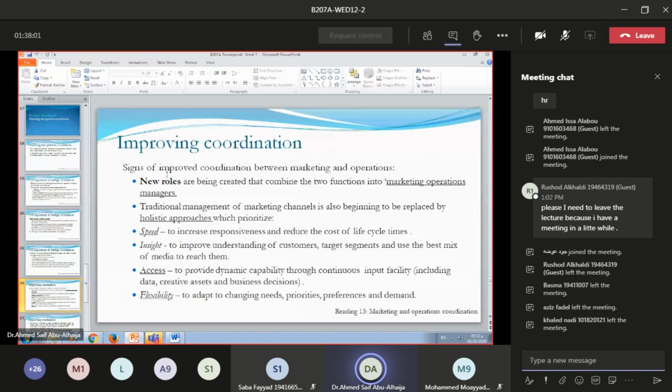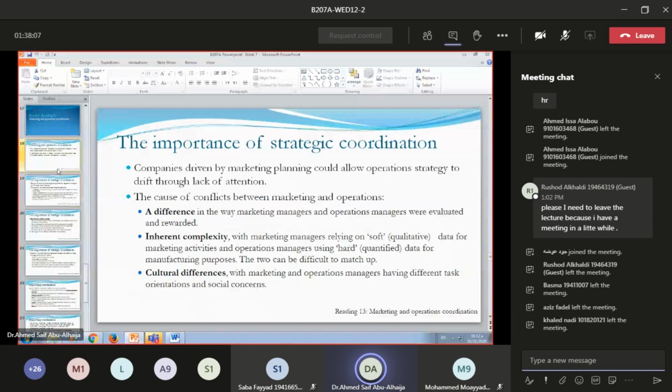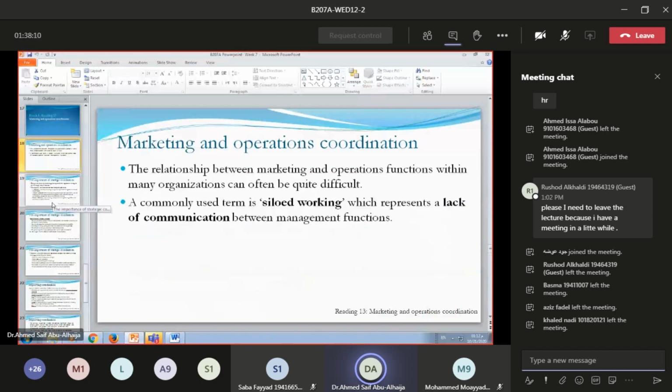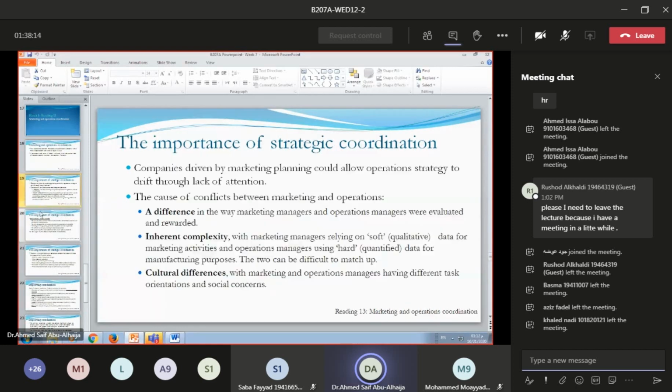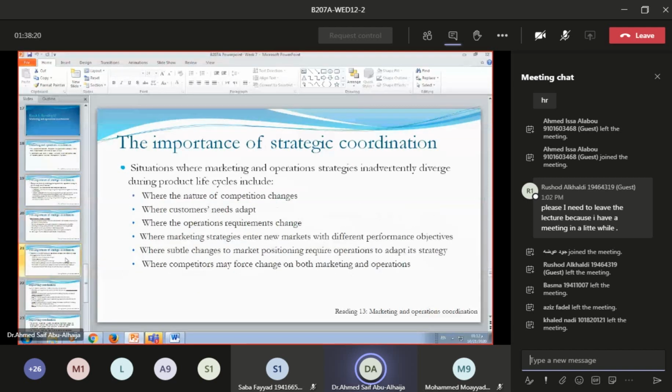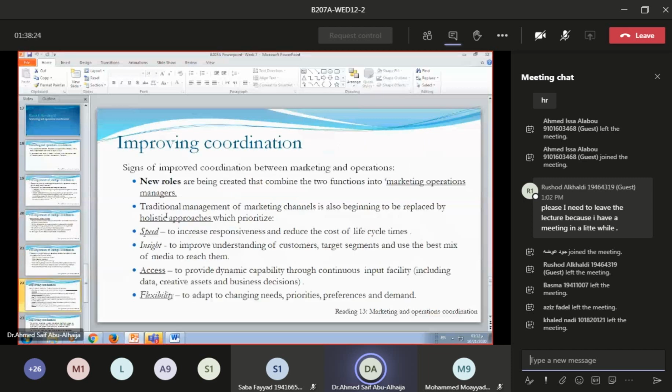What else? This is the good thing now. Okay, now we need to improve. We understand we have a problem. We understand that there is some conflict sometimes between the operation and marketing, and we understand the causes, and we understand the complicating factors that may contribute to more conflict, right? Or the situations. Now we need to understand how to improve the coordination between marketing and operation. So how to improve?